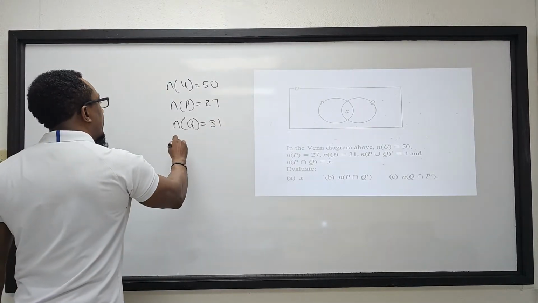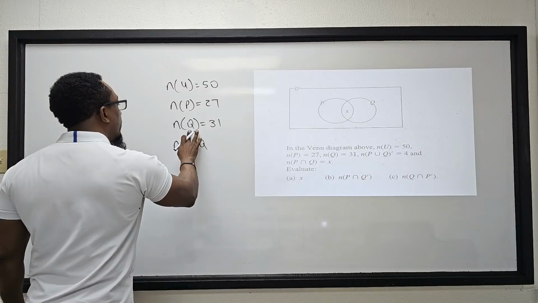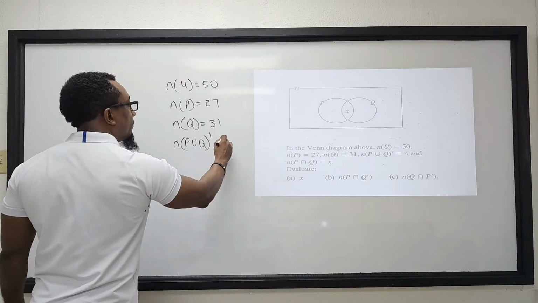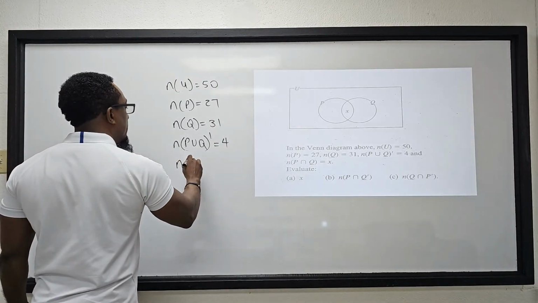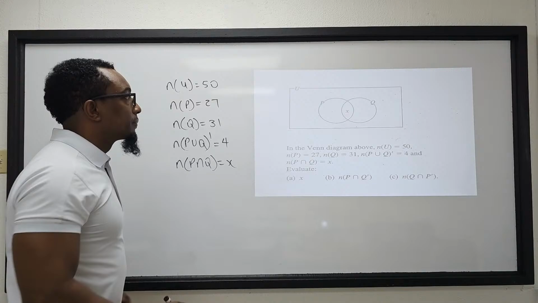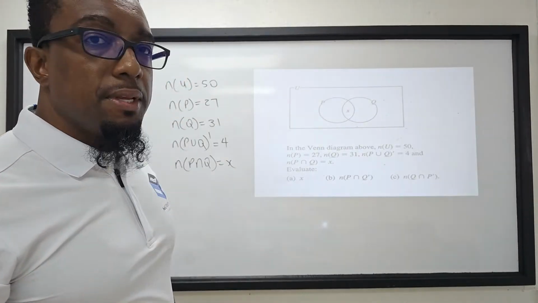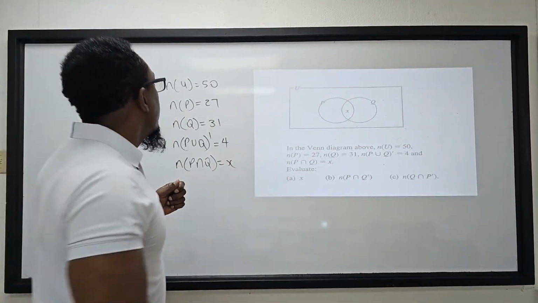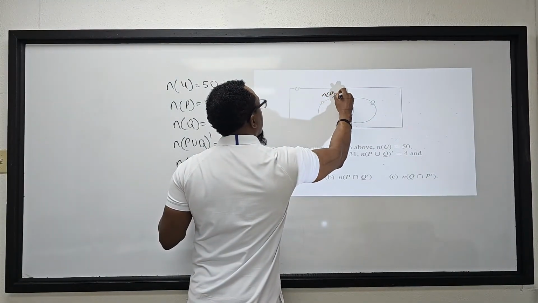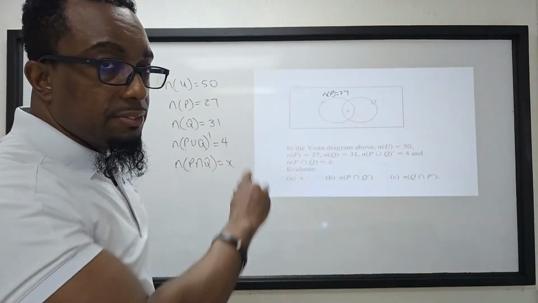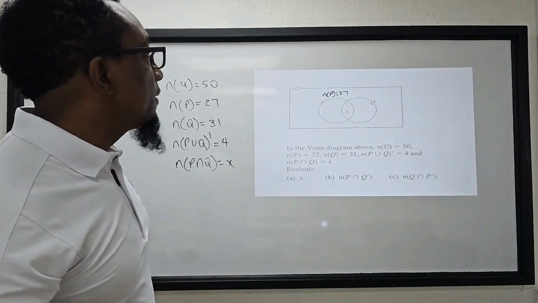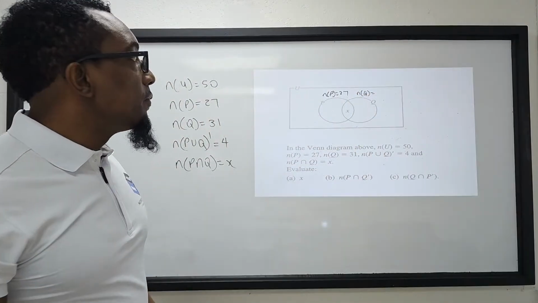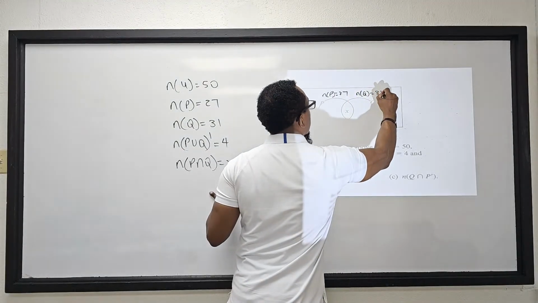The number of elements in the complement of P union Q, that's 4. And the number of elements in P intersect Q is X, which you already have. So the number of elements in P, that's 27, which is the entire circle. The number of elements in Q is 31, which is also the entire circle.